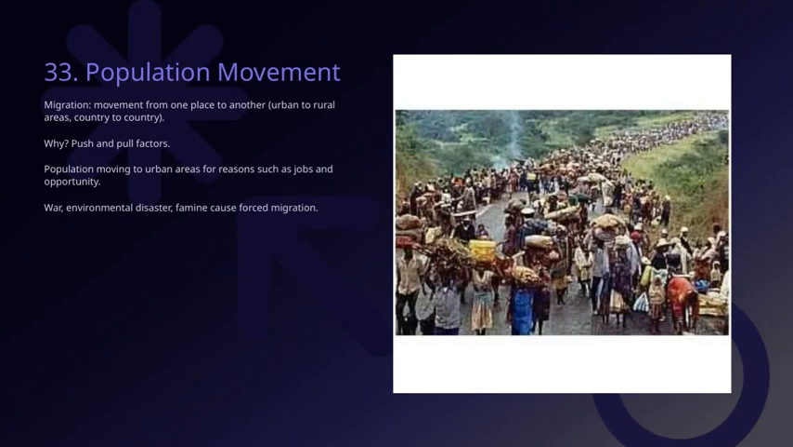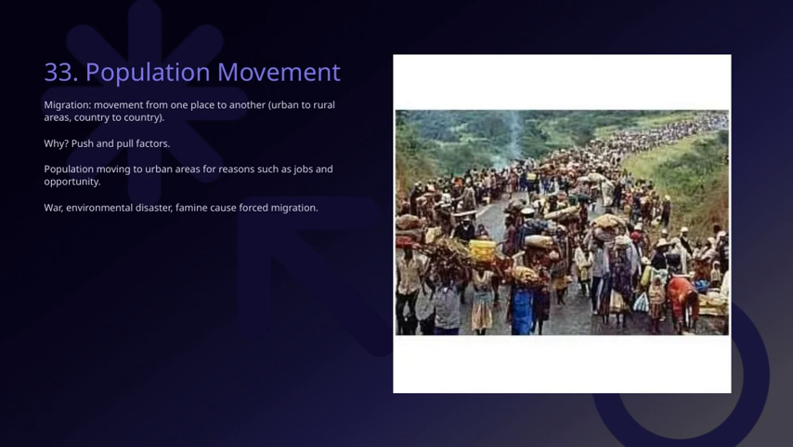So, as we look at the causes of migration, we see that war, environmental disasters, and famine are major factors that force people to move. These challenging conditions often make it impossible for individuals and families to stay in their original homes. At the same time, many people are moving toward urban areas, not just because they have to, but because they see opportunities, like jobs, education, and better services. These are what we call push and pull factors.